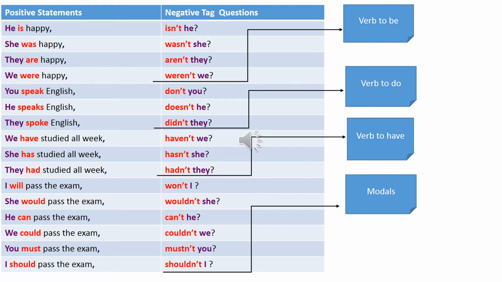They are happy, aren't they? They are happy, aren't they? The auxiliary are becomes aren't in the question tag. And after the auxiliary aren't, we put the subject, they. They are happy, aren't they?